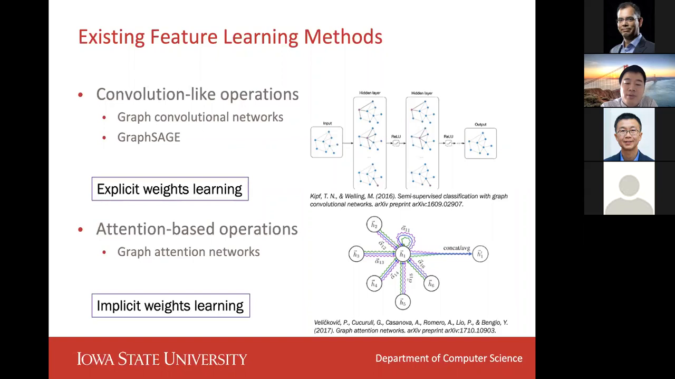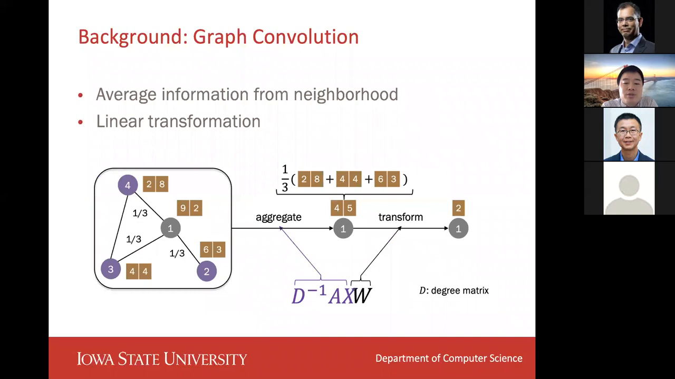The graph convolution uses a very straightforward method to do this. It leverages features from the neighborhood. In this example, the center node 1 has 3 neighbors. It aggregates features by averaging them. The mathematical expression for this part is D inverse multiplied by A, then multiplied by X, where D is the degree matrix of the graph. Then it applies a linear transformation and gets a new feature representation for node 1.